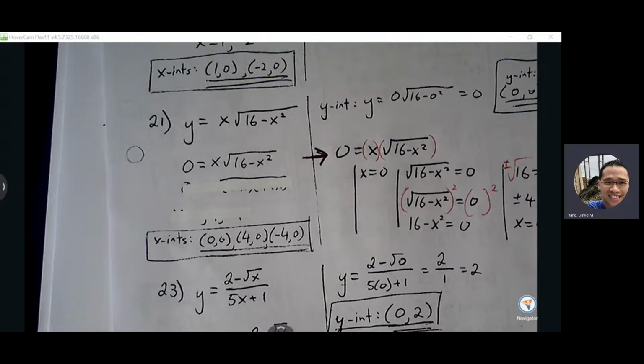So get it into slope-intercept form. Yeah, y equals mx plus b, and then your m is your slope, and then your b is your y-intercept. Yeah, so sketch it out. Yes, that's right. Solve for y first, and then you'll be able to pull the slope and your y-intercept.